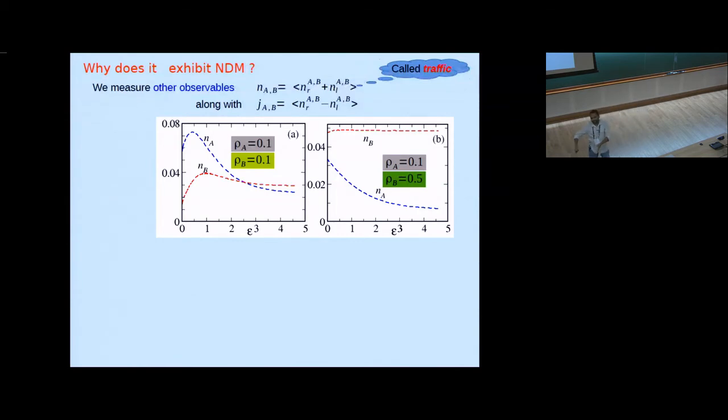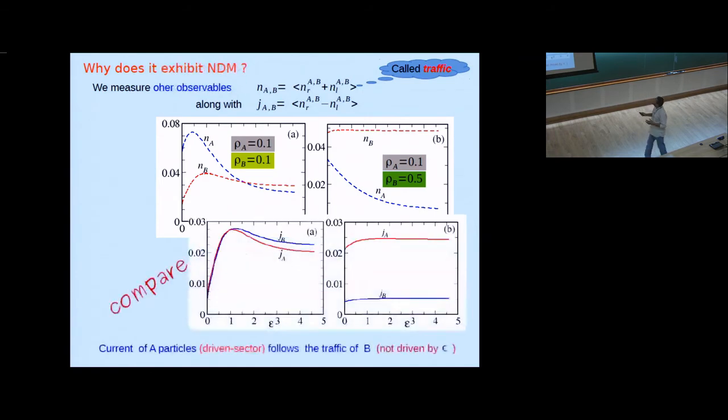So we also measure how many jumps are actually occurring in the system in the steady state, and you find that in epsilon this is the behavior. Here rho B equal to 0.1, and rho B equal to 0.5. These are the behaviors. If you compare, you see that the traffic, the total number of jumps of B, actually has a relation. You can see that this red one matches with this red one.